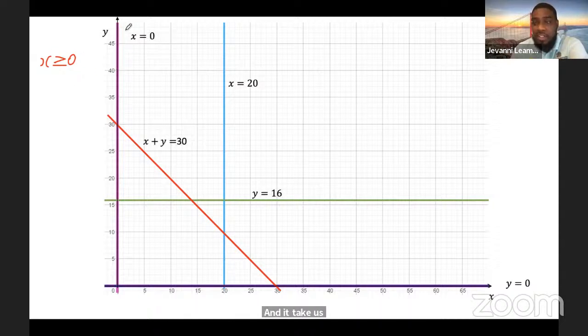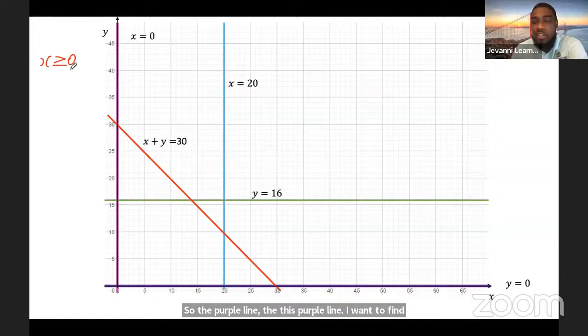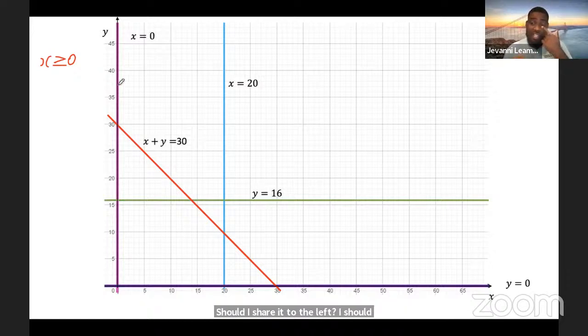So the purple line, this purple line, I want to find out where the inequality is. Where should I shade? Should I shade to the left or should I shade to the right? All right. So you're saying to the right. All right. What about the other inequality that we had?